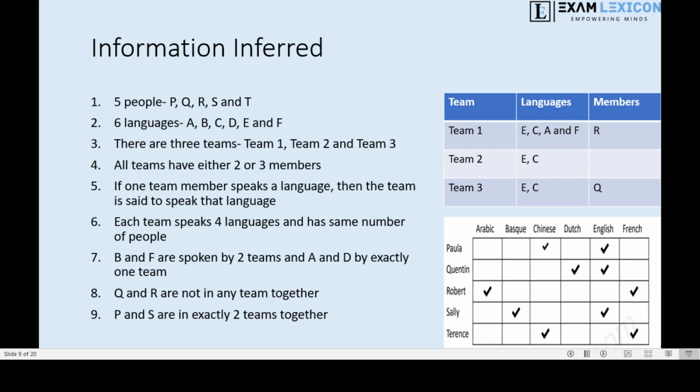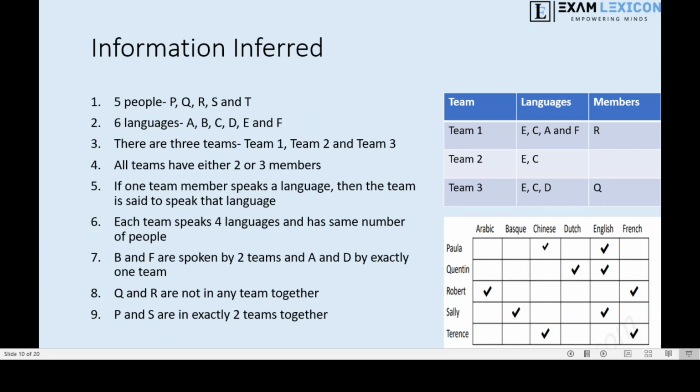Okay, similarly if we look for Q, Q speaks Dutch and English. So English is already there in team 3 column, so we can add D. Okay. Now if we look at the 7th point, B and F are spoken by 2 teams. So we can see that team 1 is not speaking B.